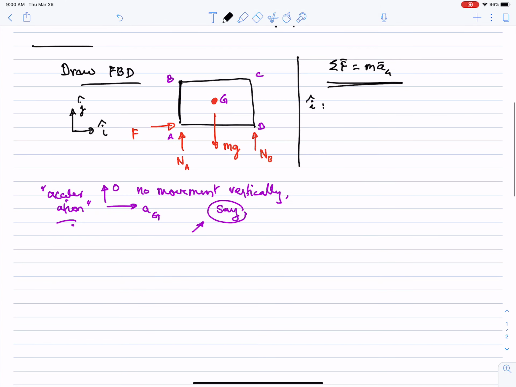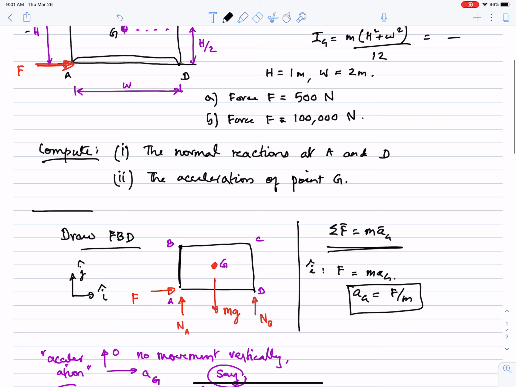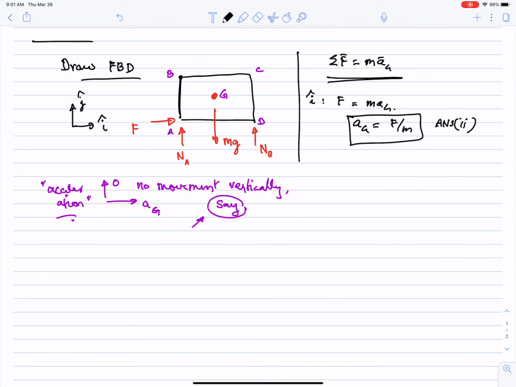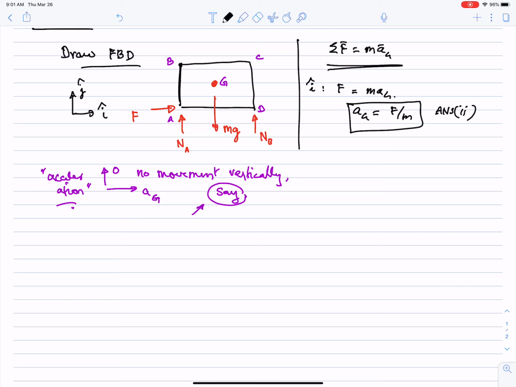Okay, so in any case, let's think about it. In the I direction, we have essentially F, that's the only horizontal force, equals m a_G. Very simple. So a_G equals F over m. It's like the simplest thing you can imagine. That's part 2, I guess, answer part 2. And what is the normal reaction? What are the normal reactions?